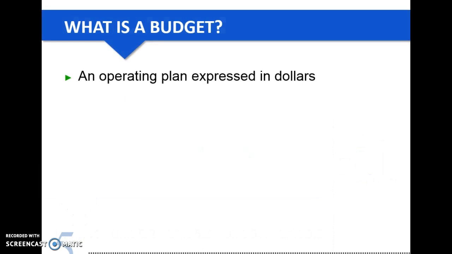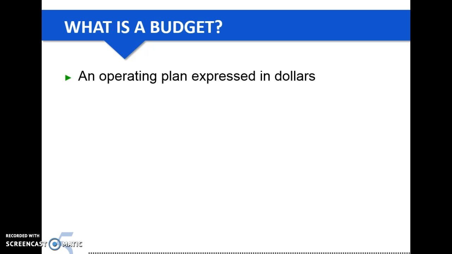Let's first take a look into what's a budget. As you can see, a budget is an operating plan. Basically, budgeting is planning for the future. So when you're planning for the future, you do it based on a plan.